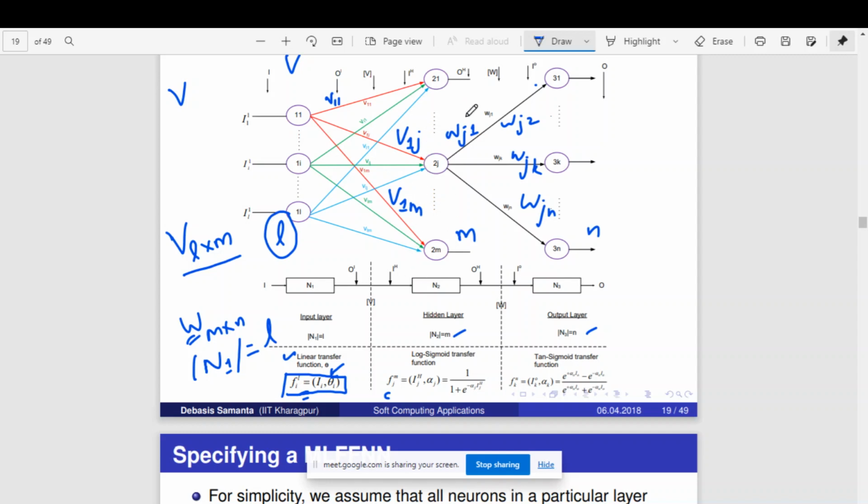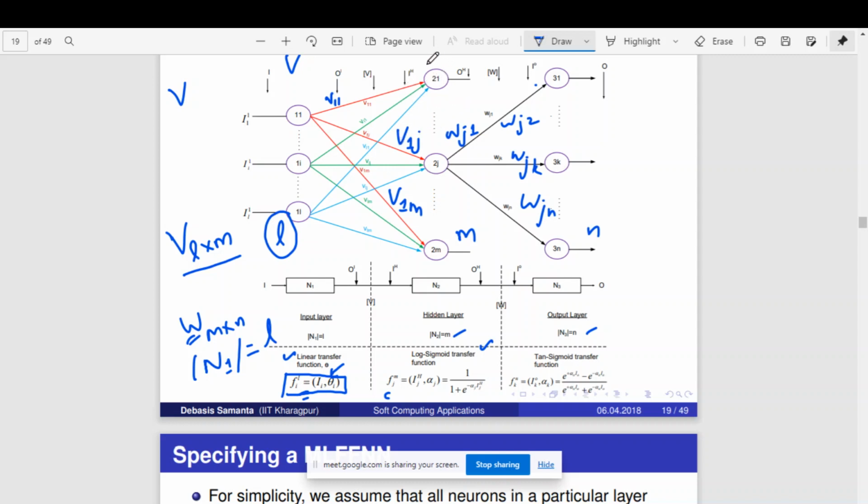Whereas the activation function used in the hidden layer is called a sigmoid activation function or sigmoid transfer function. It is of this form: 1 by 1 plus e to the power minus alpha j ij. Here alpha j is some parameter, you can call it the learning rate, and ij is the actual input which is coming here.